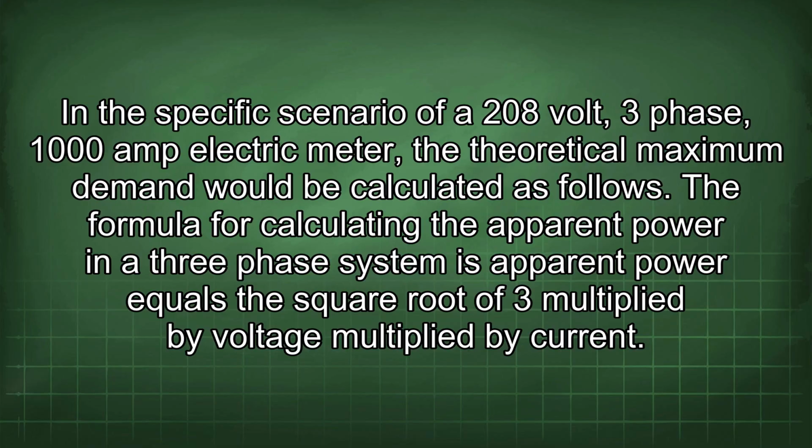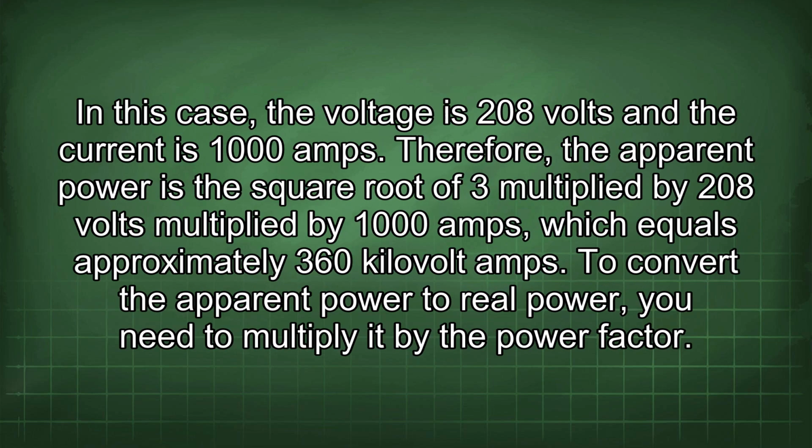The formula for calculating the apparent power in a 3-phase system is: apparent power equals the square root of 3 multiplied by voltage multiplied by current. In this case, the voltage is 208 volts and the current is 1000 amps. Therefore, the apparent power is the square root of 3 multiplied by 208 volts multiplied by 1000 amps, which equals approximately 360 kilovolt amps.